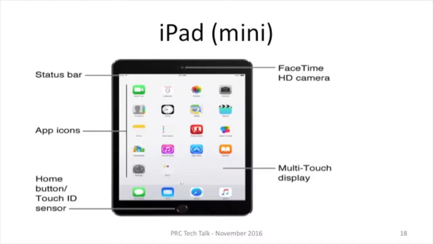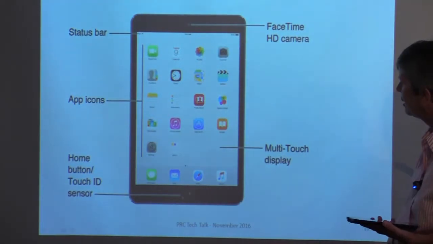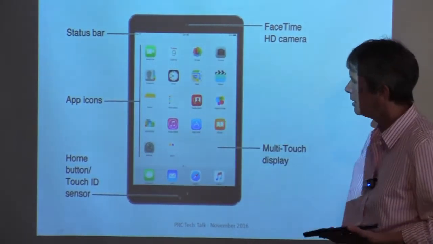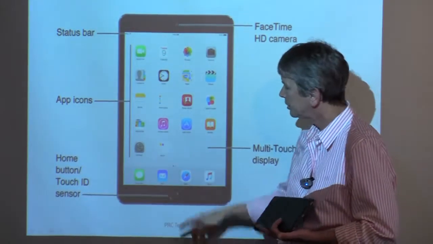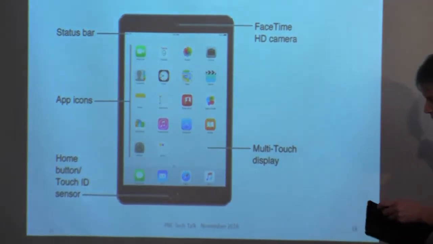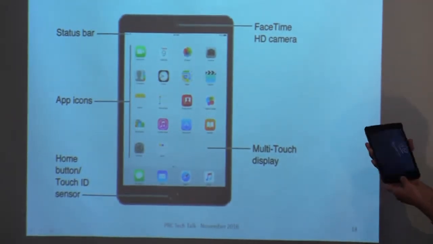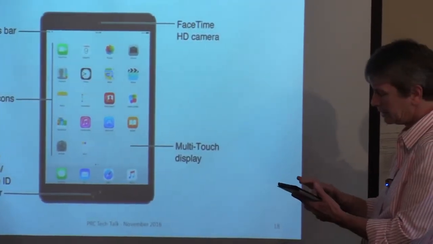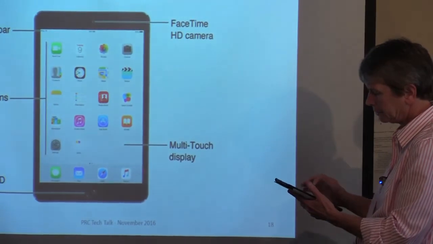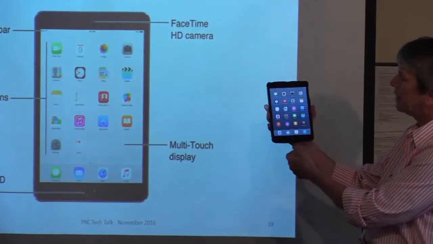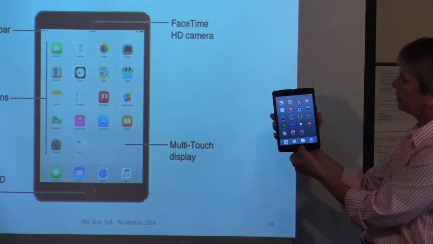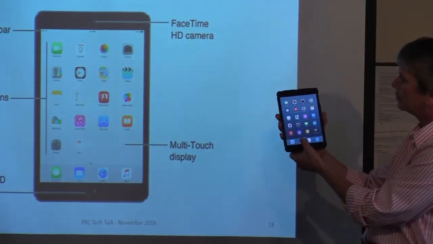So here's kind of an example of what's on the iPad mini screen. It's got a front-facing camera. It's got the display. There's all the icons for the apps. There's a home button. So all of the Apple products have a home button at the bottom, so wherever you are, you can click that and it takes you back to the home screen.